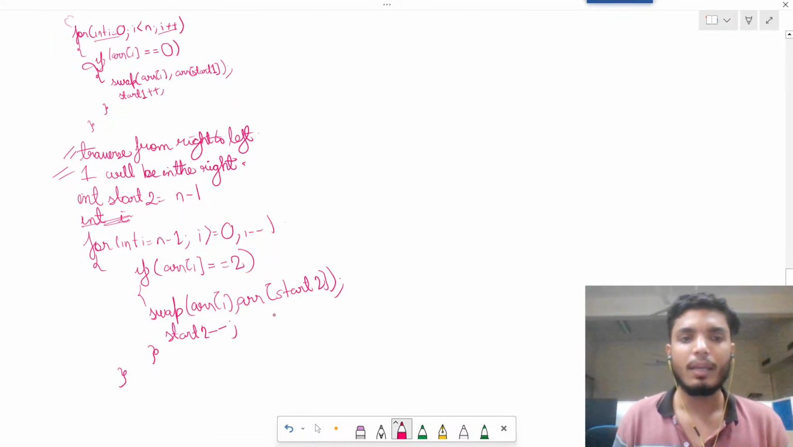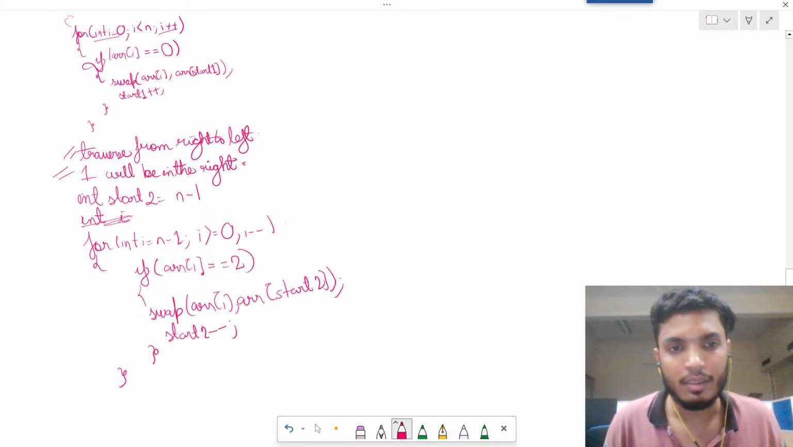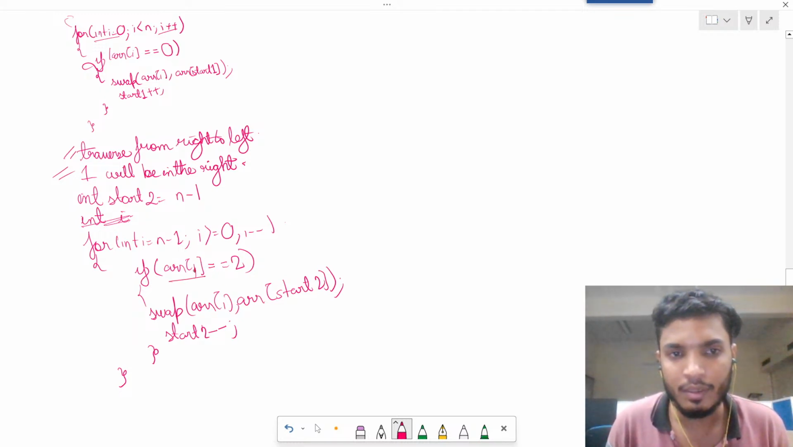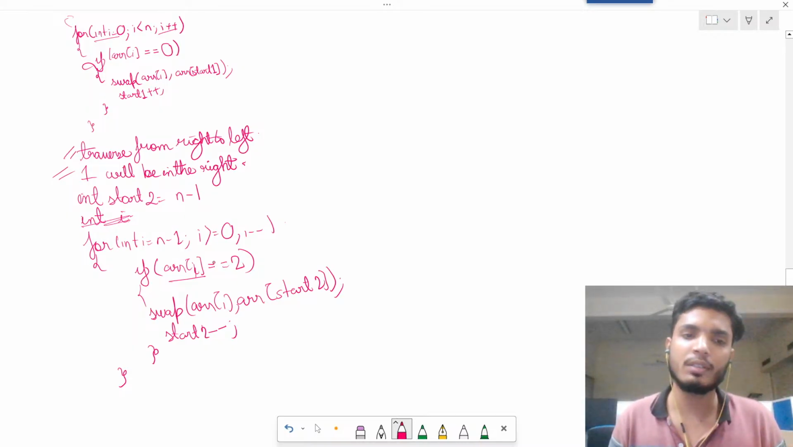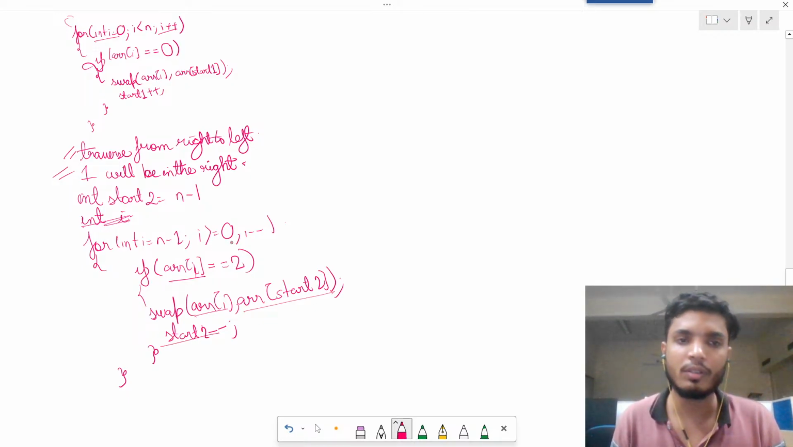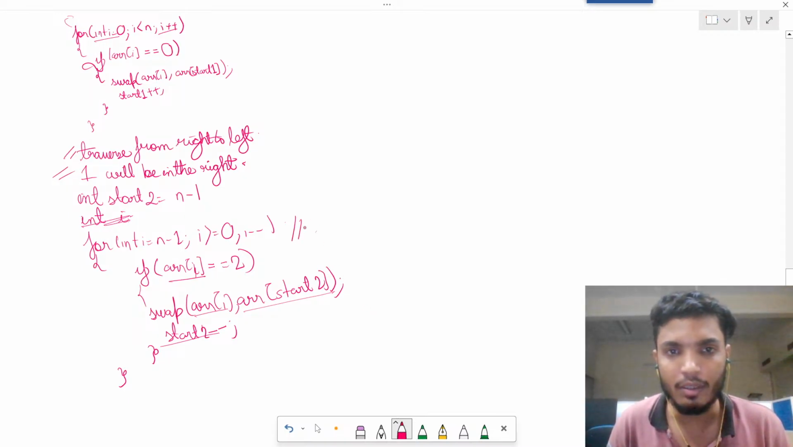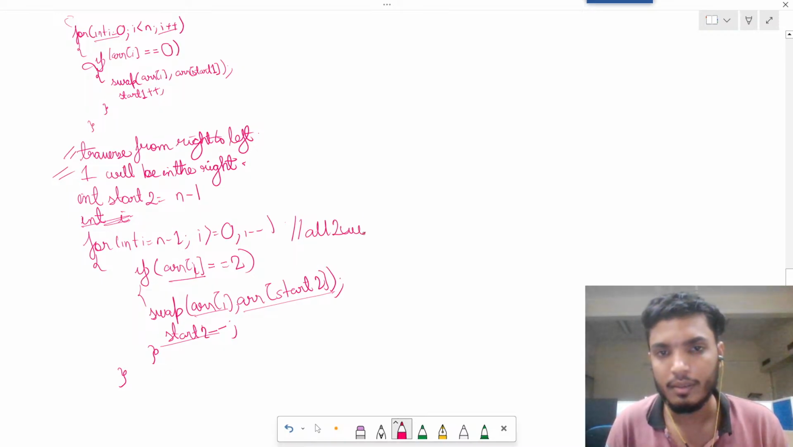See, simple. What is happening if arr[i] is equal to 2? I need to move that 2 at that index to the right position. That is why I am swapping arr[i] and arr[start2], and then start2 will decrease. And i is always decreasing because I am traversing from the right to the first position. If I am finding 2, I am moving that 2 to the right position. So by this, all 2s will move right.